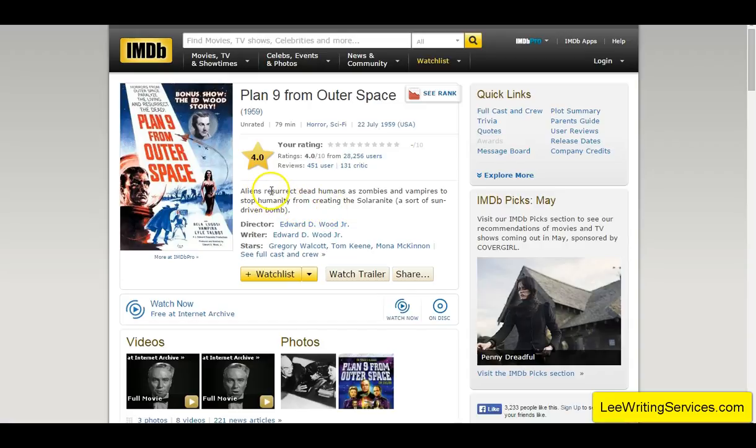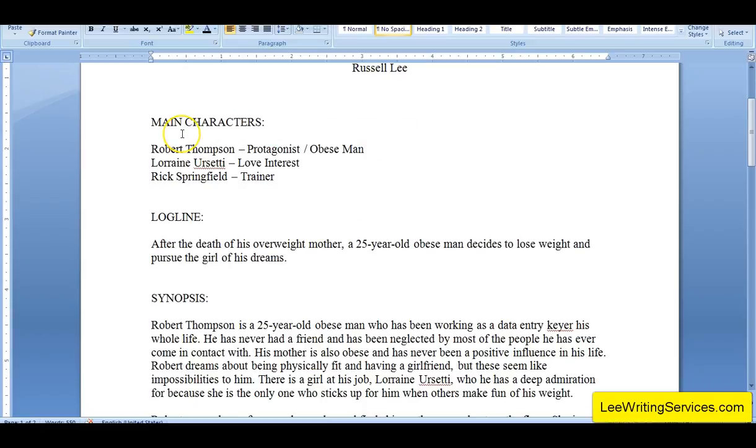It tells you aliens resurrect dead humans as zombies, and vampires too. Of course, this is a wacky plot. I'm sure yours will be much more sane than this one. That's why Plan 9 is considered the worst movie ever made. So, anyway, you saw Plan 9 from Outer Space's log line. So you see how it's done.